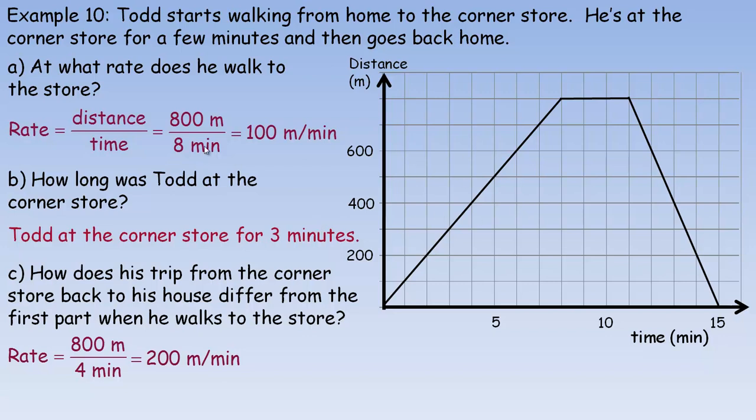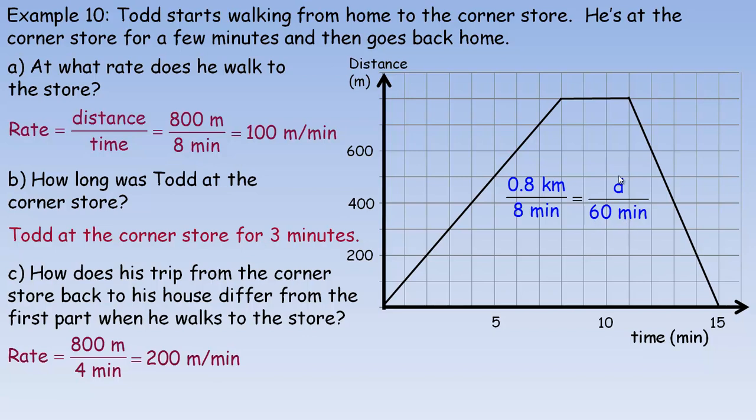So, in order to get a better idea of how fast he's actually moving, if we take a look at the 800 meters in 8 minutes, 800 meters is 0.8 kilometers in 8 minutes. Now, if we want to convert this into kilometers per hour, which is something you might understand better, then we're going to solve a proportion here. If he went 0.8 kilometers in 8 minutes, how far does he go in an hour? An hour is 60 minutes.